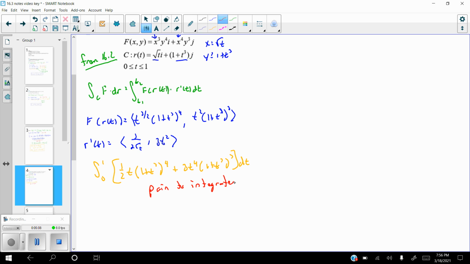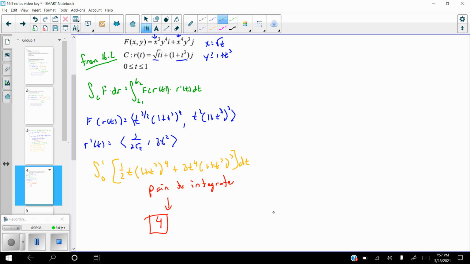You could use a calculator. Or the other way to do it, and this would take a while, you could expand 1 plus t cubed to the fourth and 1 plus t cubed cubed, then distribute all the pieces, then take antiderivatives, and that's going to take a long time. So I would definitely suggest, if you're going to do this one, to do it in your calculator. Ultimately, what I can tell you is that the answer to this is 4.